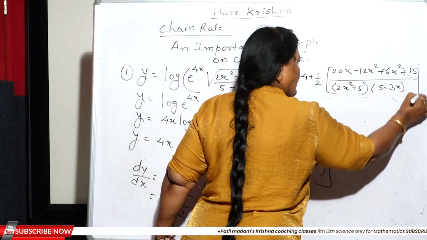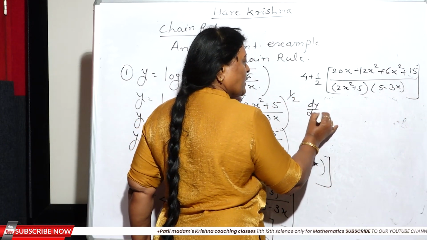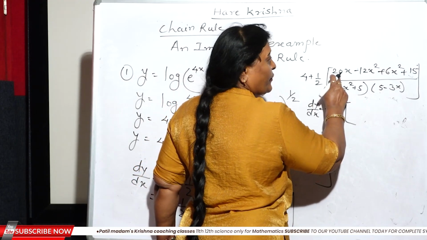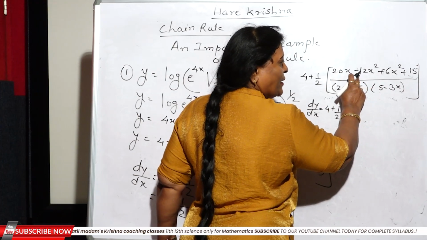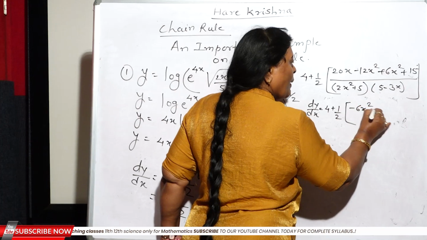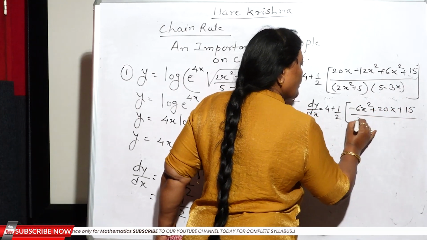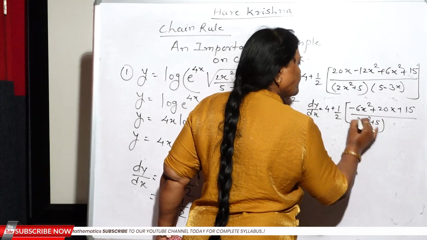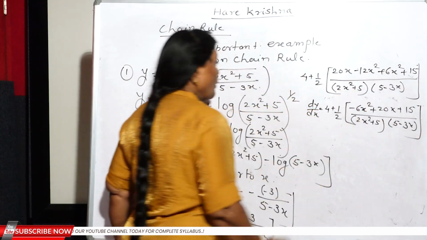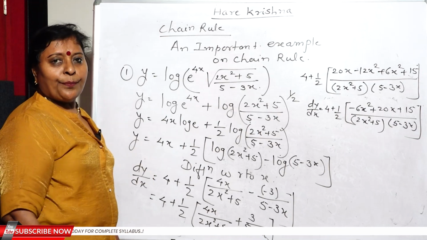No need to simplify these two brackets. Therefore dy by dx is equal to 4 plus 1 by 2. Here again, 20x minus 12x square plus 6x square, that is equal to minus 6x square plus 20x and plus 15, divided by 2x square plus 5 and 5 minus 3x. Right? So this is about the chain rule, but these are important examples from chain rule.